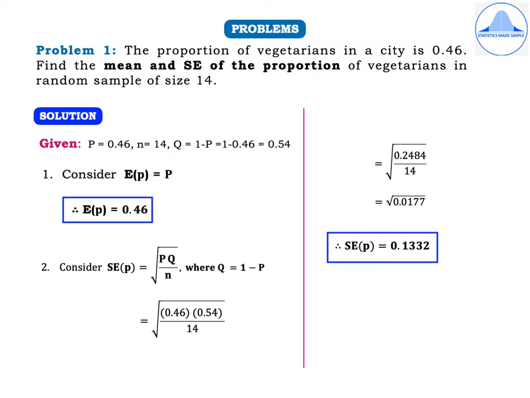Then start with, consider E of P is equal to capital P. That is the mean of the sample proportion. So you have E of P is equal to 0.46.